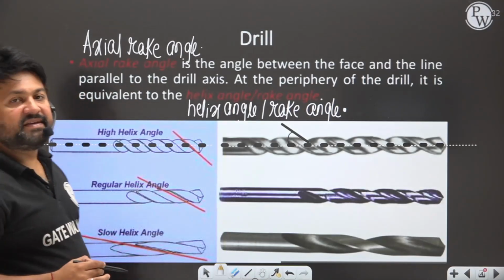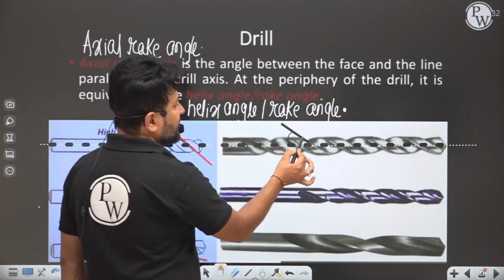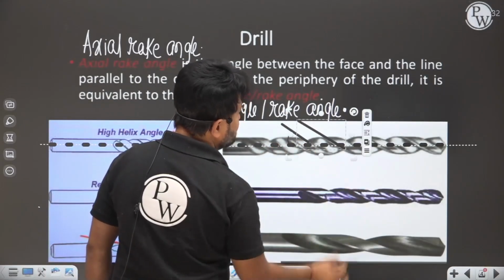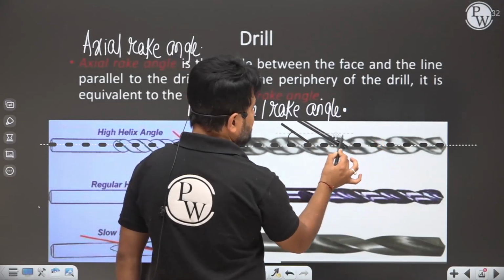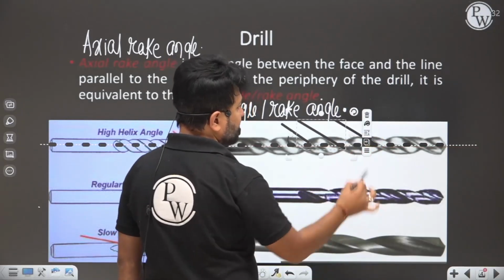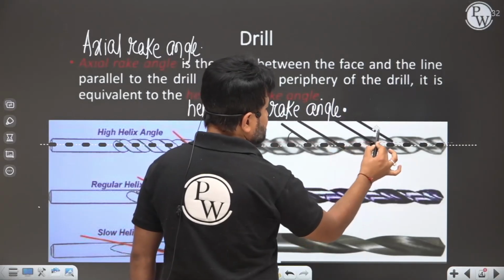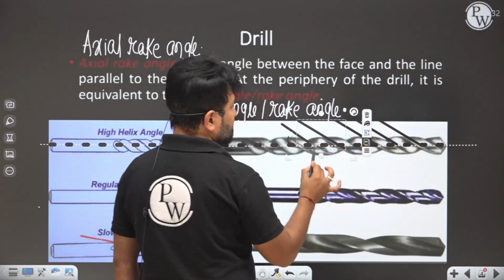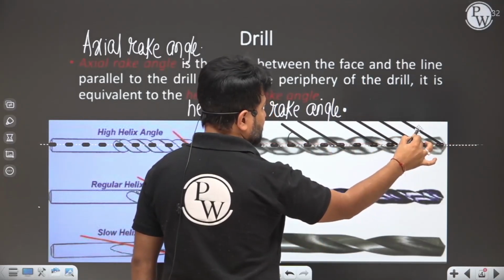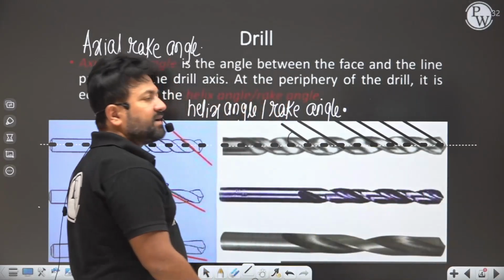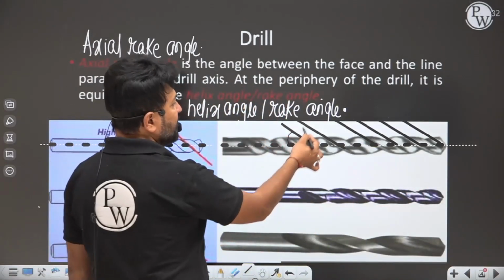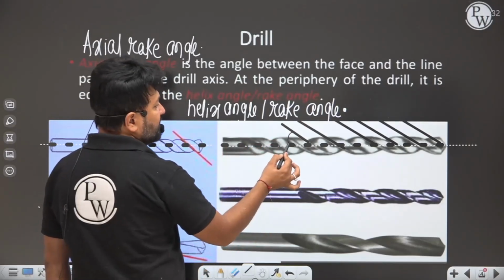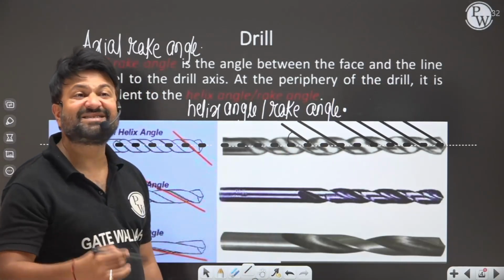My dear, basically this is the edge of the outer periphery. Here you can see this is the edge of the outer periphery. Again see, this is the edge of the outer periphery. So helix angle is the angle when the outer periphery of the helical flute makes an angle with the axis of rotation, that is known as helix angle.